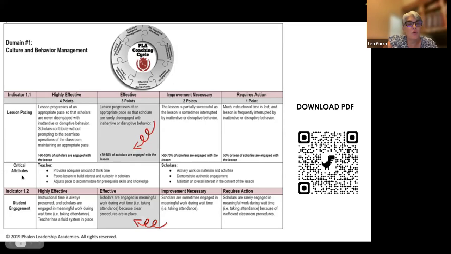Now, the rubric provides critical attributes for both the teacher and the scholars. And so it's important for you to be able to look at this and figure out what is required of you to be able to get that rating of effective or highly effective. And this is provided for every indicator in each domain. And so this is just one example of what that looks like.